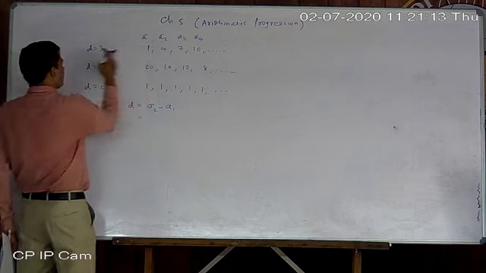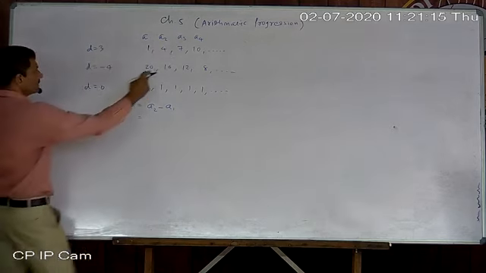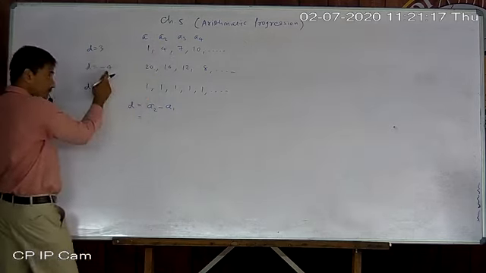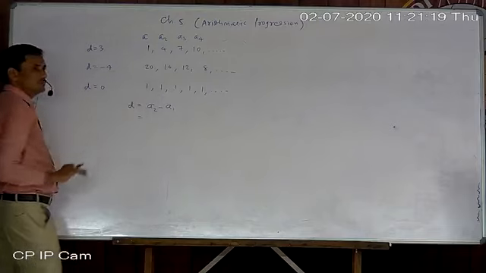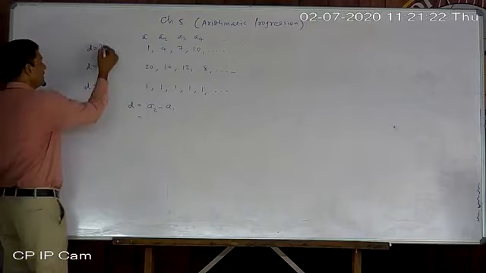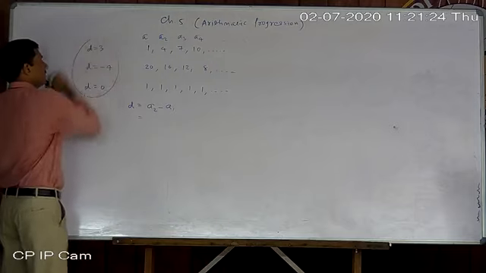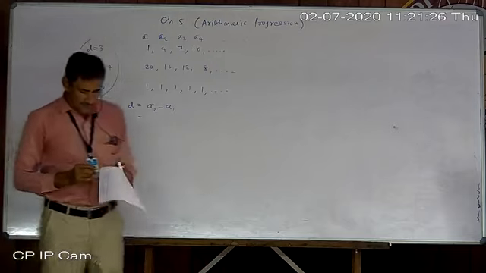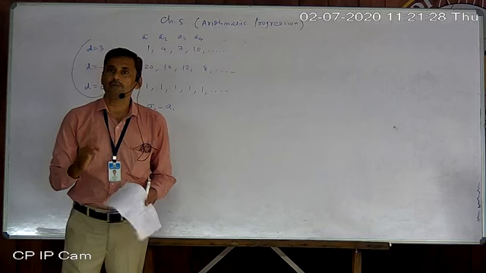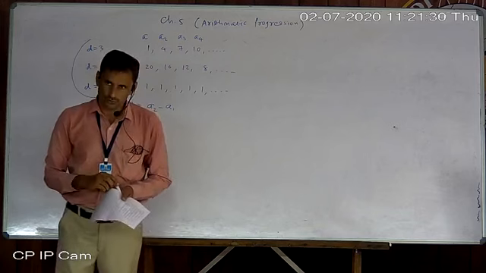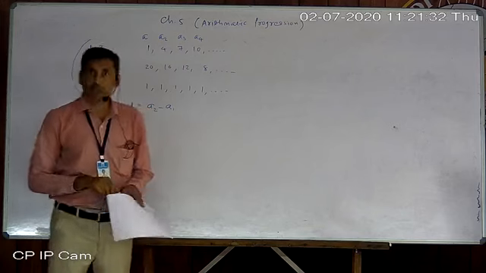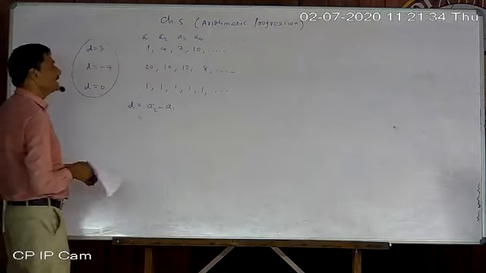So 4 minus 1, 3. 16 minus 20, minus 4. 1 minus 1, 0. Okay, sometimes the difference in an arithmetic progression doesn't have to be an integer. It can be a decimal also, meaning a fraction also. I am giving you an example of that type.